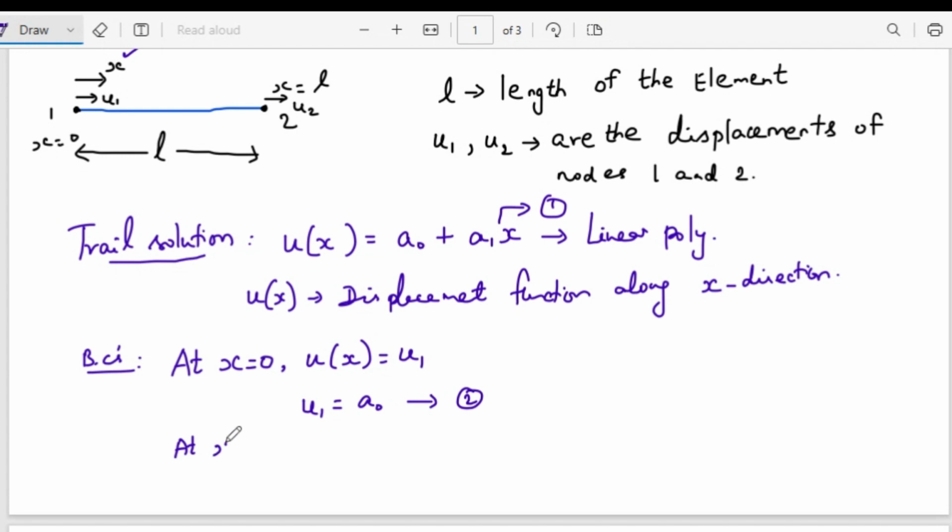At x equal to L, on the other end, our u of x is equal to u2. If we apply this boundary condition to our trial solution, we have u2 is equal to a naught plus a1 into, instead of x I have L, because x is equal to L. So this is equation 3.